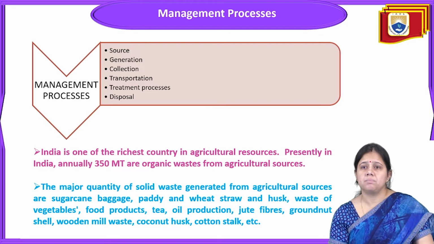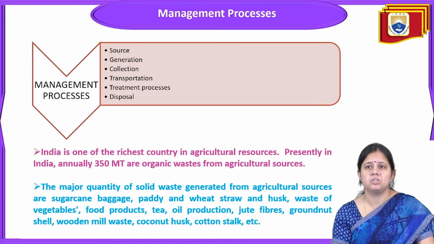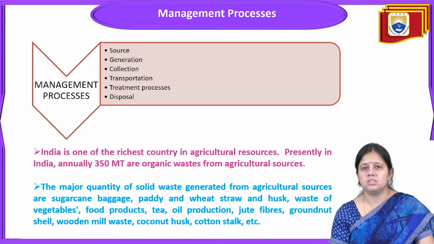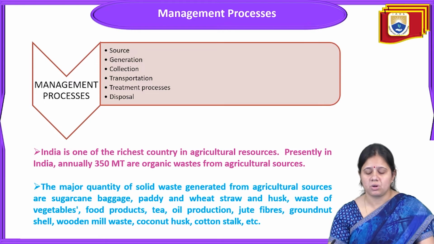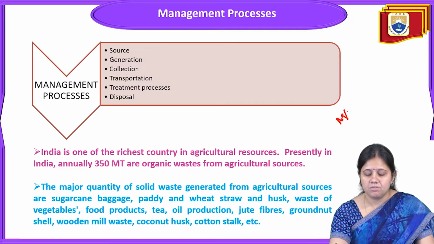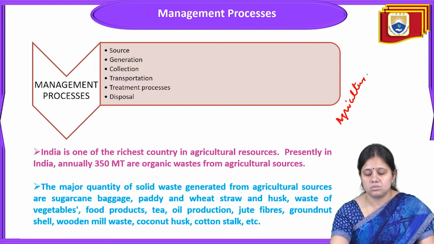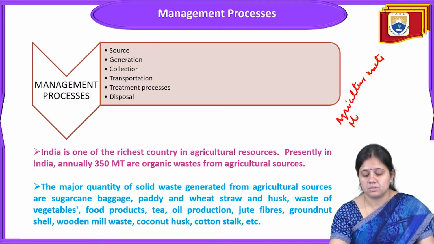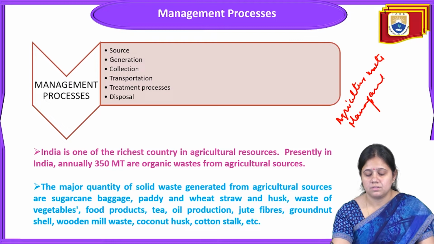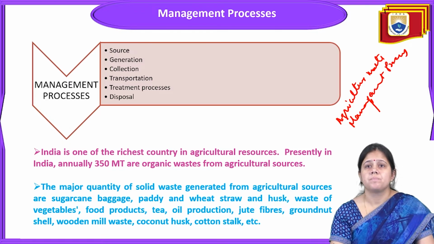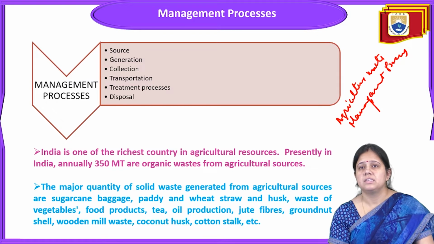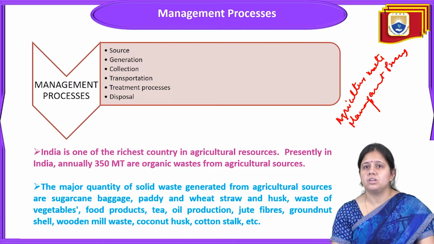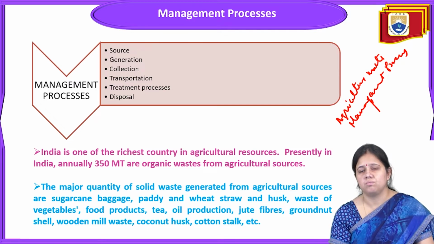So what are the processes involved in the management of agriculture waste? First of all, the agriculture waste management process involves the source, then generation, collection, transportation, treatment process, and disposal. So first is the source. We have to identify the source. Then generation: how much waste is generated.